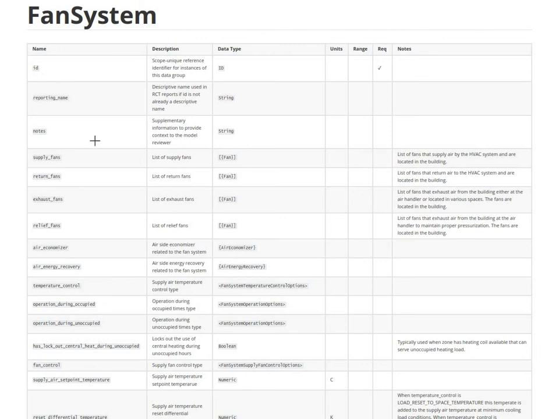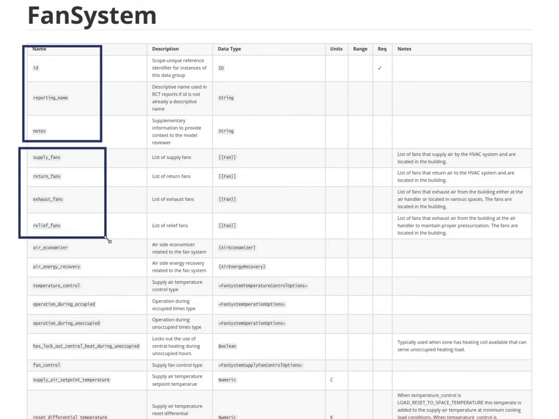As usual, there's an ID, reporting name, and notes that exist in every data group. And then the next group of inputs has to do with supply fan, basically all the fans: supply fan, return fan, exhaust fan, and relief fan. Those are all different fans that would appear in the system. Now you'll notice that they don't refer to a single fan, but each one can refer to a list of fans. So if there's a fan array, or just multiple supply fans or return fans, you can still describe that within the FanSystem data group.